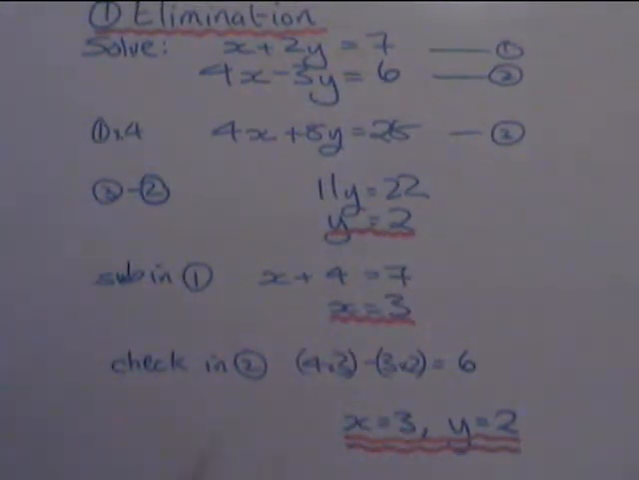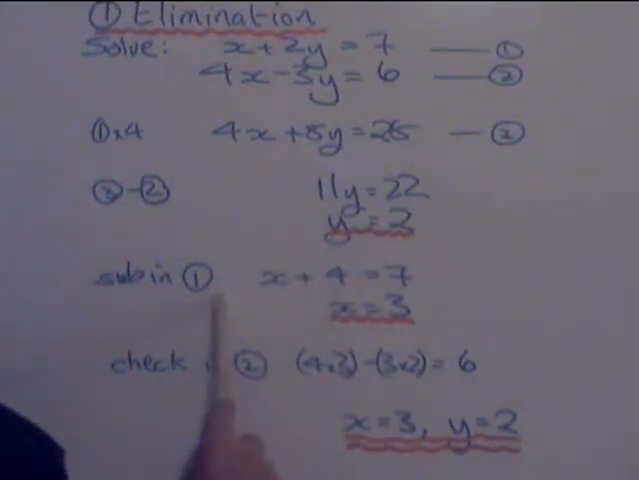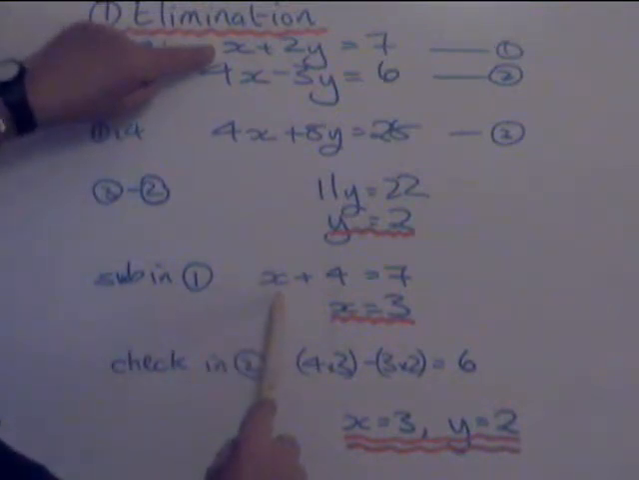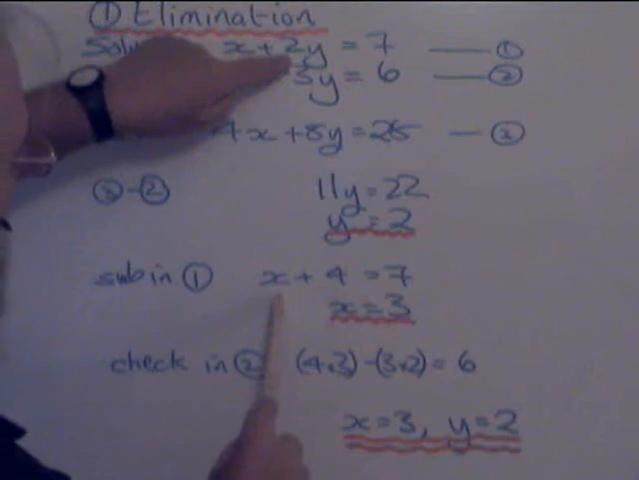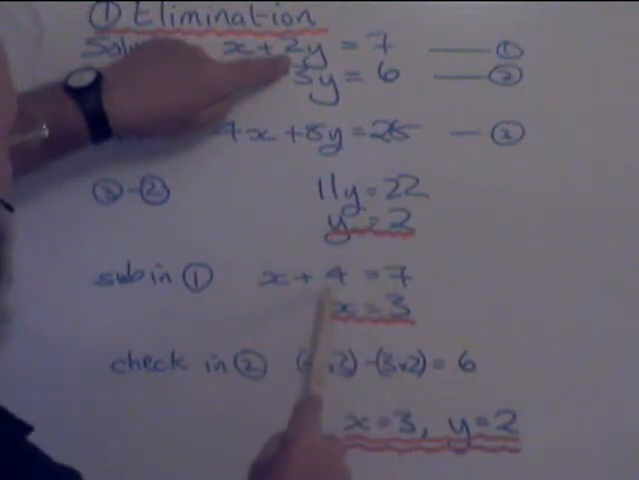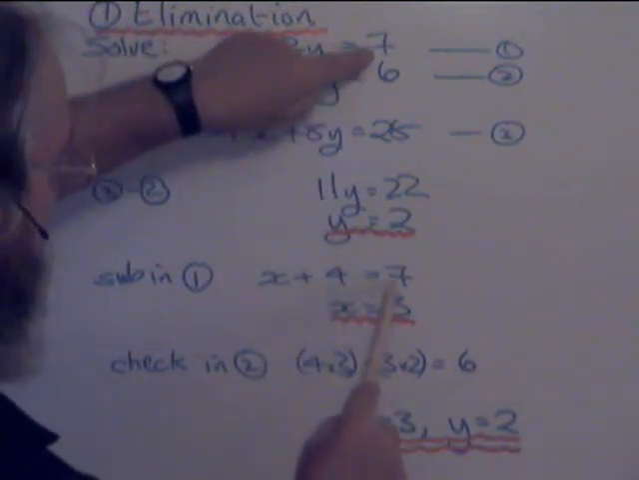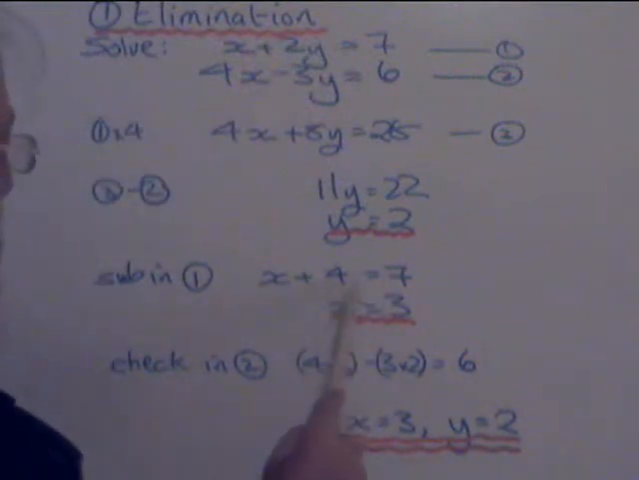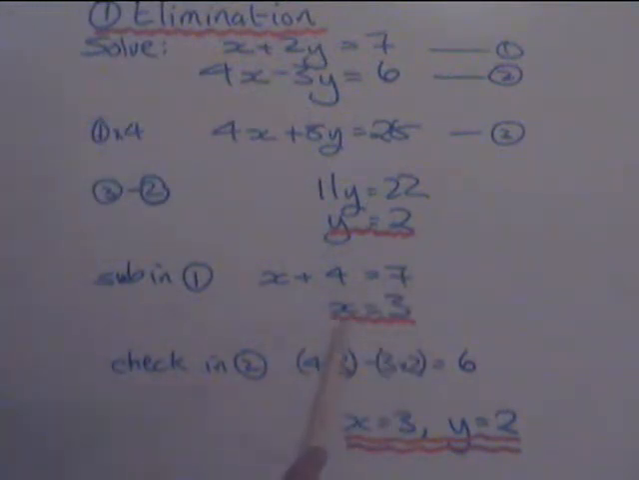What I do now is I take this solution and substitute it into equation 1. Looks the easiest. So x, the same, plus 2y, well that's 2 times 2 which is 4, equals 7. There we go. So x plus 4 equals 7. I can solve that straight away. x equals 3. So now I've got my two solutions.